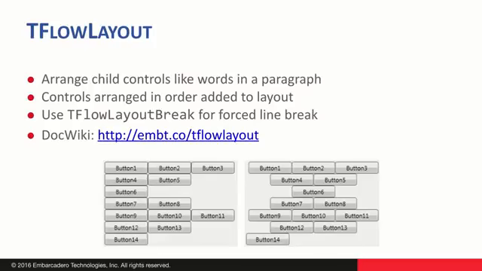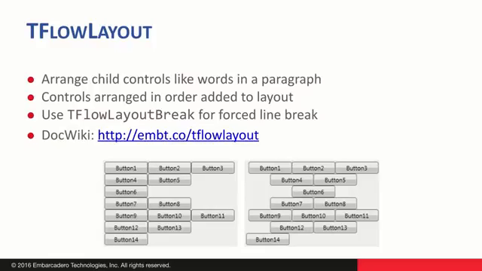You can use the TFlowLayoutBreak in there in order to force a break. So if you look there at the image on the left, you see after button 5, there's an empty space where another button could be. There's a TFlowLayoutBreak there, which causes it to force to go on the next line. So it's like a forced carriage return in a paragraph, if you will.